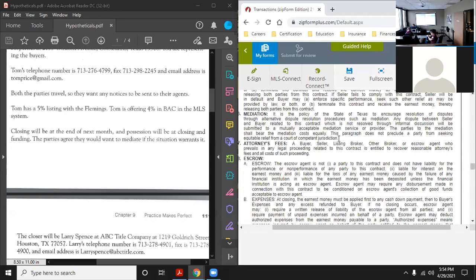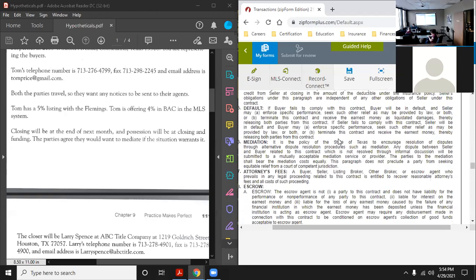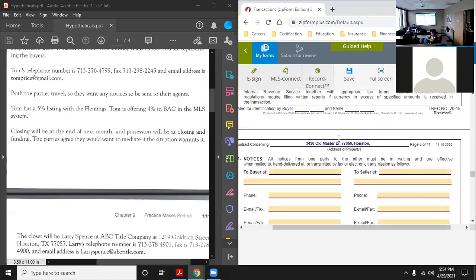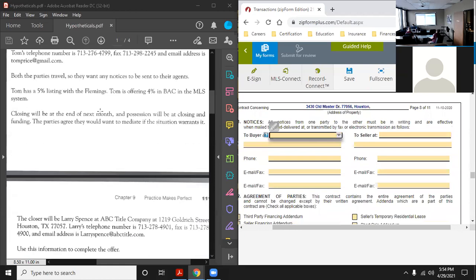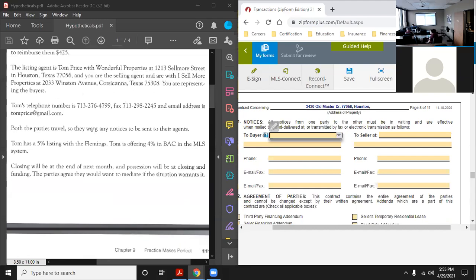Let's see. These are all the notices. Again, we have the prorations, after loss, all that stuff, mediation, attorney's fees. And then here, if you look at these, where is it? Both parties travel, so they want the notices to be sent to their agents. Now, this is where you would get that care of thing coming in. So right here, the listing agent is Tom Price with Wonderful Properties at 1213 Selmore Street, and you are the selling agent and are with I Sell More Properties at 2033 Winston Ave in Corsicana, Texas.